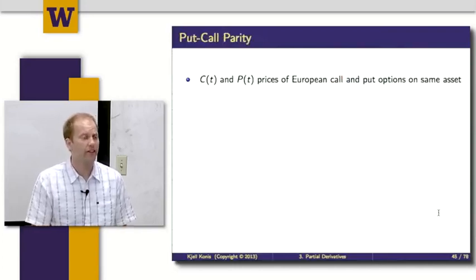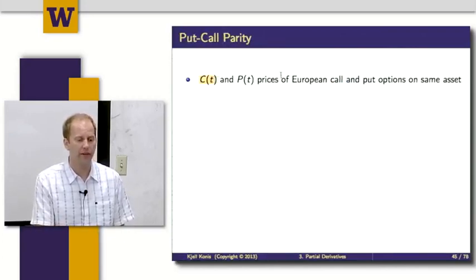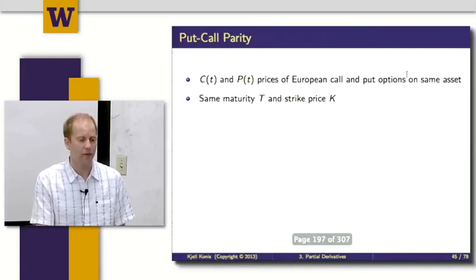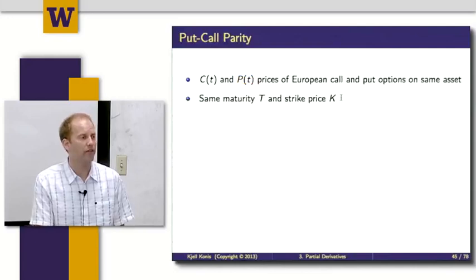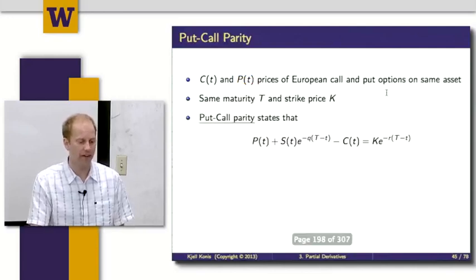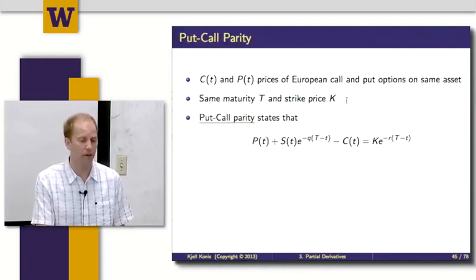Then there's a relationship between the price of a put option and the price of a call option. So if I let C of t be the price of a European call option and P of t be the price of a European put option on the same asset with the same maturity date and the same strike price, then the following relation holds. And this is called put-call parity.